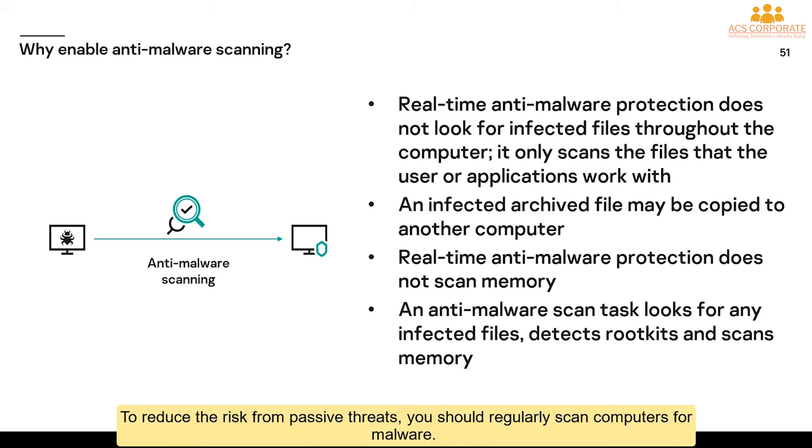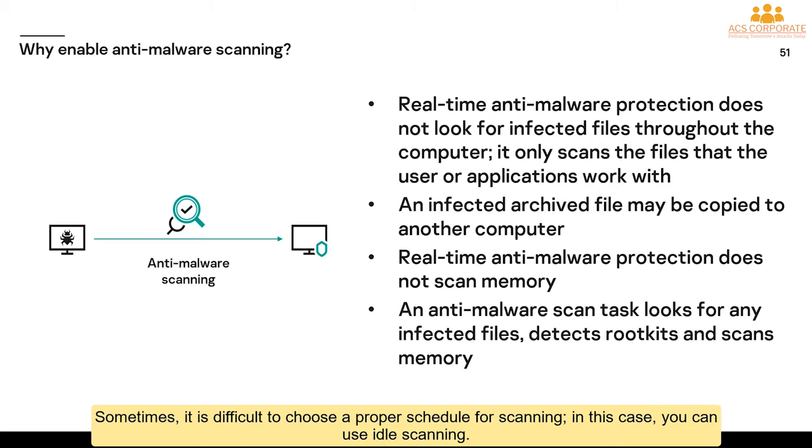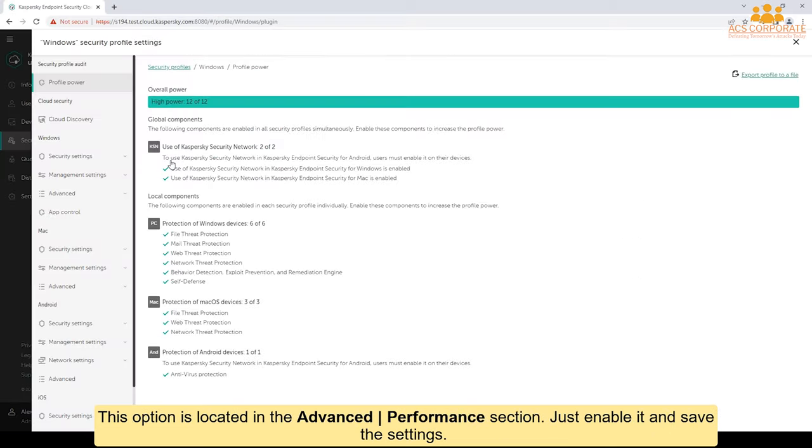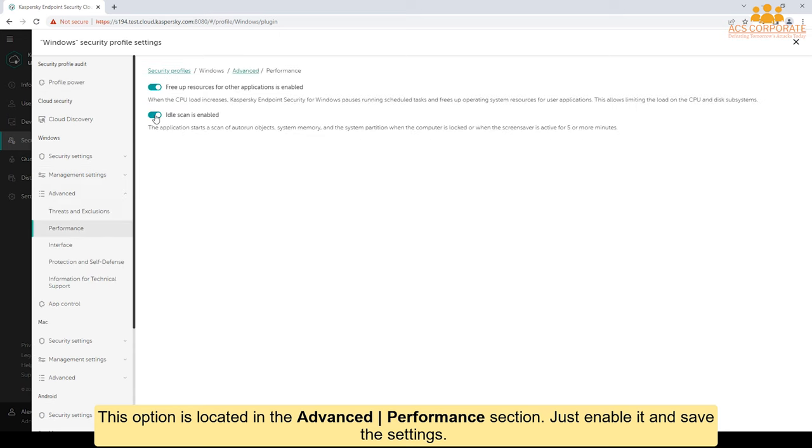To reduce the risk from passive threats, you should regularly scan computers for malware. Such scanning not only checks all files and archives, but also scans memory for rootkits. Sometimes, it is difficult to choose a proper schedule for scanning. In this case, you can use idle scanning. This option is located in the Advanced Performance section. Just enable it and save the settings.